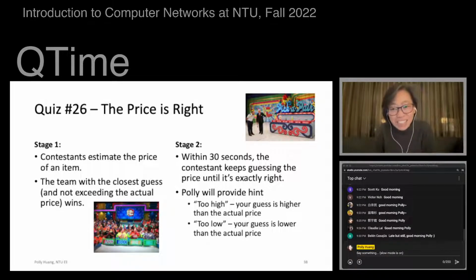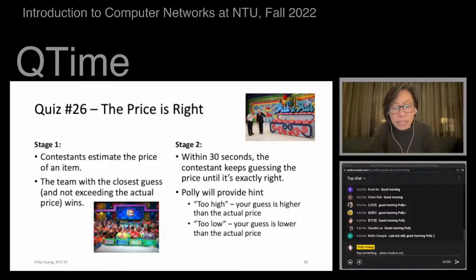So this is Polly's favorite game show when I was younger. It's called The Price is Right. Okay, so it's a game show that the audiences will be randomly selected to participate in a competition of guessing the price of items such as shampoo, such as detergent.